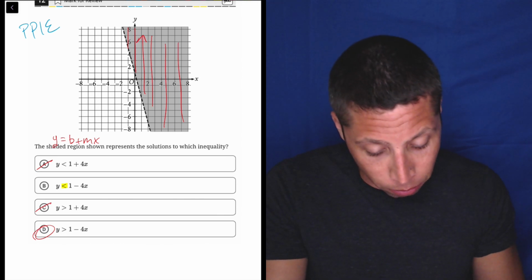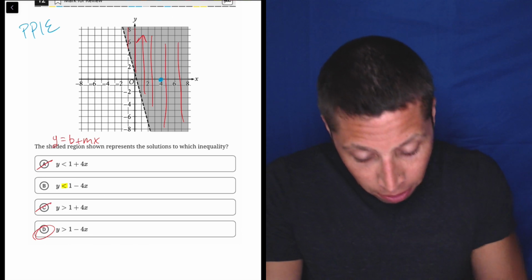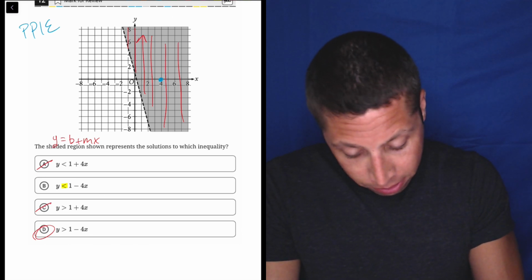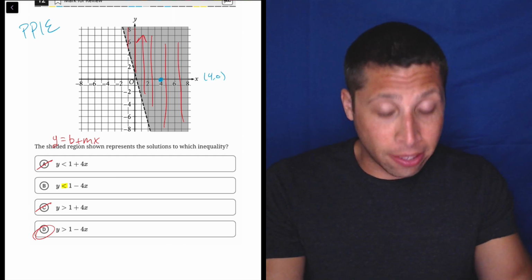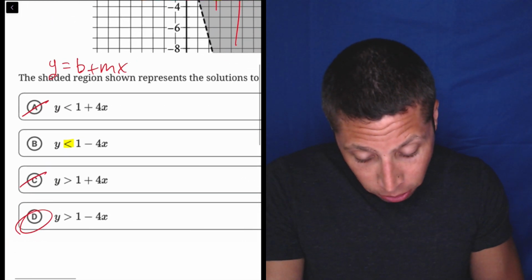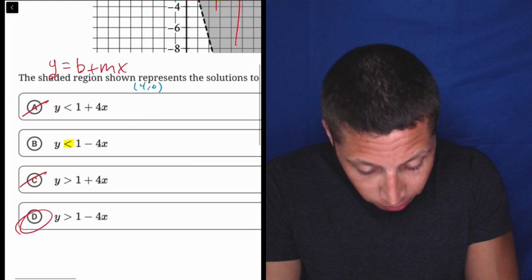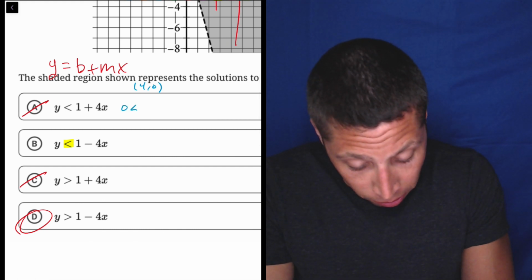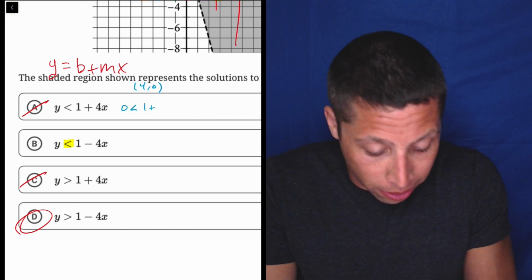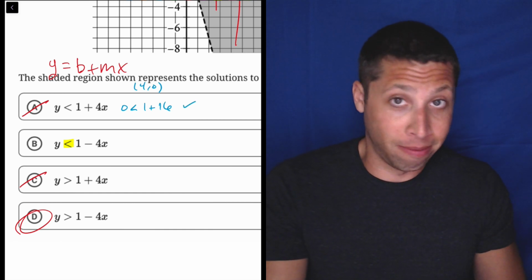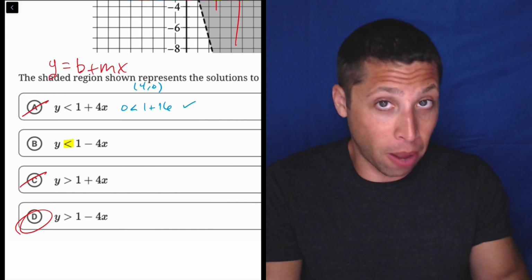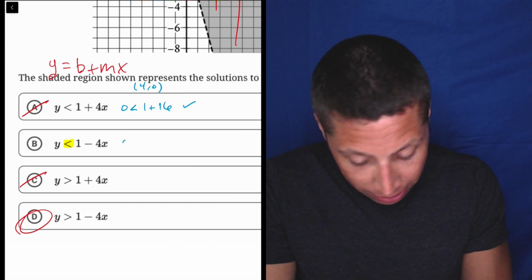So let's just pick a random easy point here. Let's do right here, 4, 0. Okay, so let me write that down. I'll put it out here, 4, 0. So 4 is my x, 0 is my y. I'm just going to plug that into all these equations. 0 is less than or equal to 1 plus, well, 4 times 4 is 16. So that's true, yeah. 0 is less than 17. So that would make sense, but I wouldn't know to eliminate that quite yet, but we can keep going.